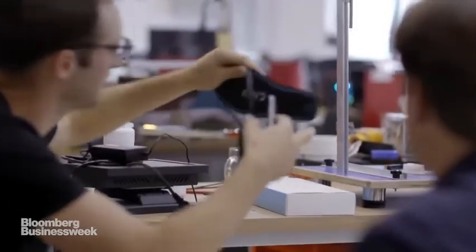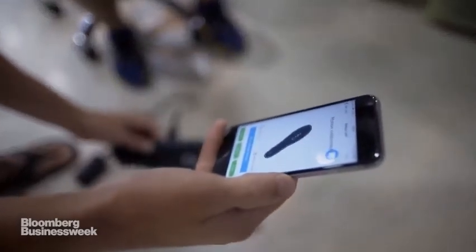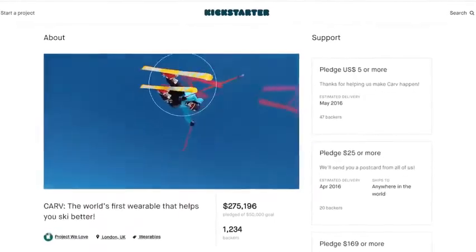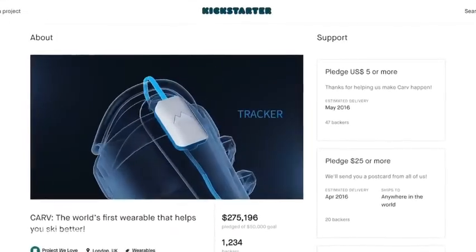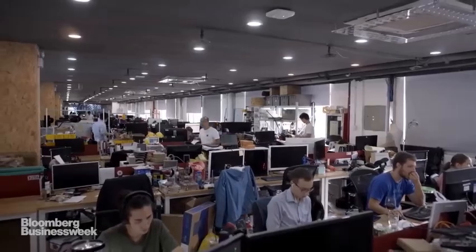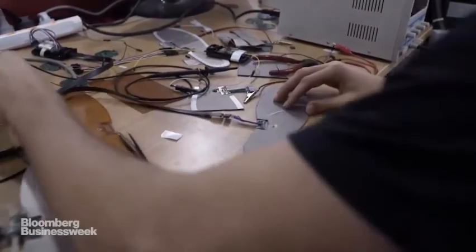Yeah, let me show you. So yeah, these are motion sensors. Okay, so we have full motion sensing. Crazy. Like many startups here, Carve began life as a humble Kickstarter campaign. Now, just a couple of years later, they're pumping out 5,000 units of their product every month.